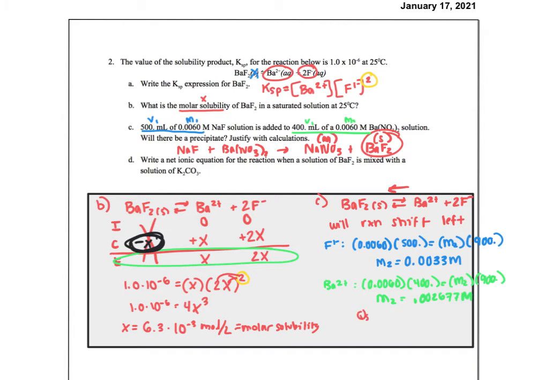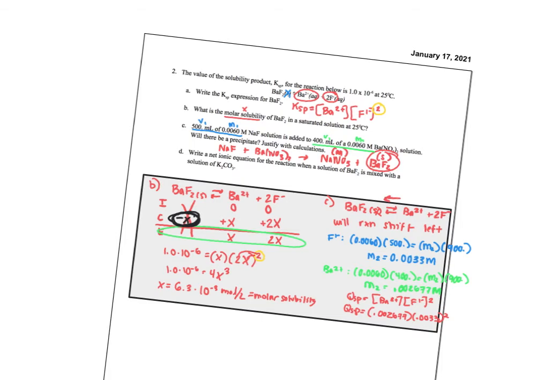We're going to use Qsp, which is the same expression, the products divided by the reactants, but we have a sneaky solid, so we don't worry about that. So let's just plug in those numbers. Qsp is going to be equal to 0.002677 times 0.0033. Don't forget that guy is squared.